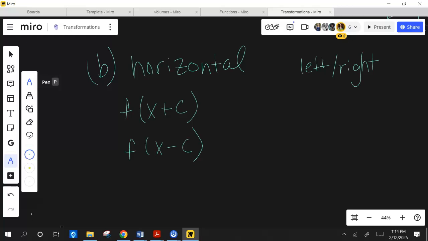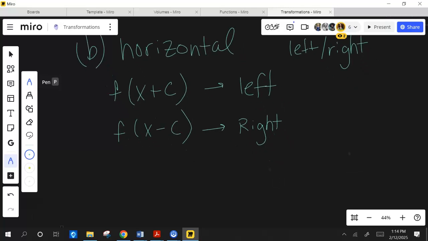And it's the opposite of what you would think. If you add a number, it is sliding us to the left. But if you subtract a number, it's sliding us to the right. So it's the opposite of what you would think. Everything horizontal with transformations is opposite, and it is so aggravating. All right, let me show you what this looks like.